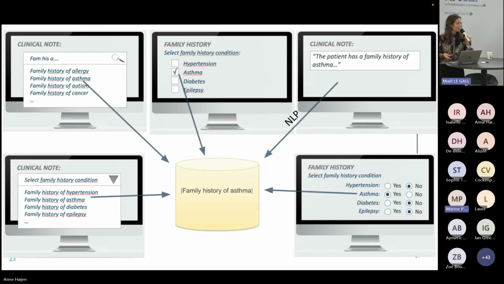The essence with all of this is that what you store and what you use for exchange and communication, analytics, is the same meaning and the same concept. So this is just to exemplify that family history can be recorded in different ways. You may have a user interface where you just have a title, like the one in the middle here with hypertension, asthma. The clinician knows the context, knows that this is about family history. We'll just click asthma. Down here, we will select family history of asthma. But in all cases, it's the same concept that we're recording.